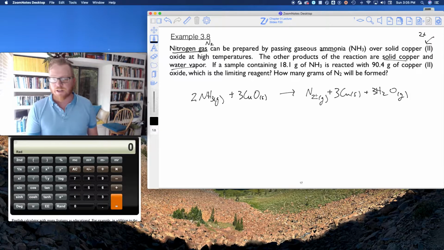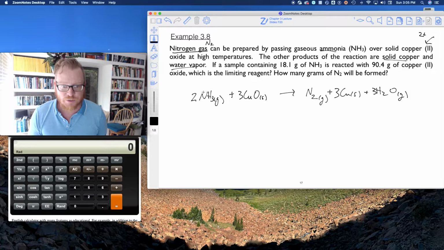Okay, let's double check. 2 nitrogens, and then 2 nitrogens. And then 2 times 3 gives me 6 hydrogens, and 3 times 2 gives me 6 hydrogens. And then 3 oxygens, 3 oxygens, 3 coppers, 3 coppers, we're good to go.